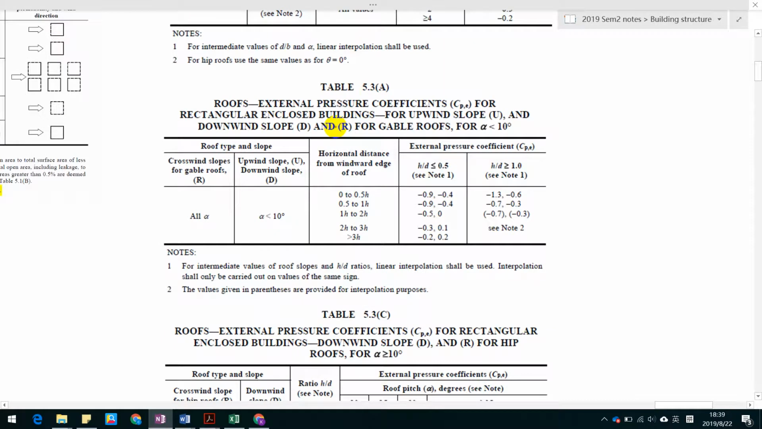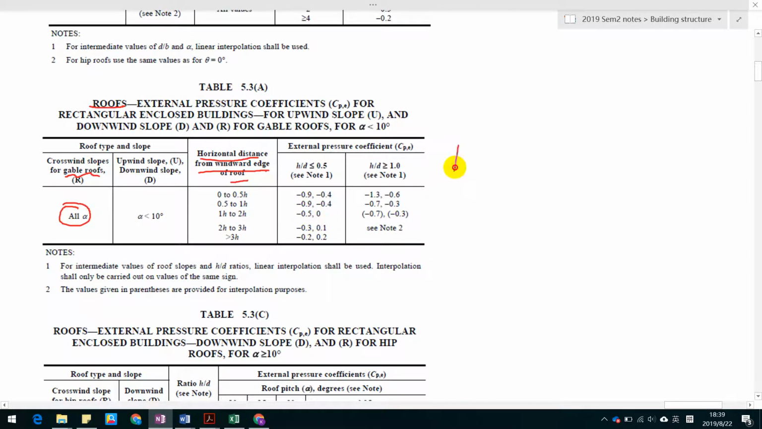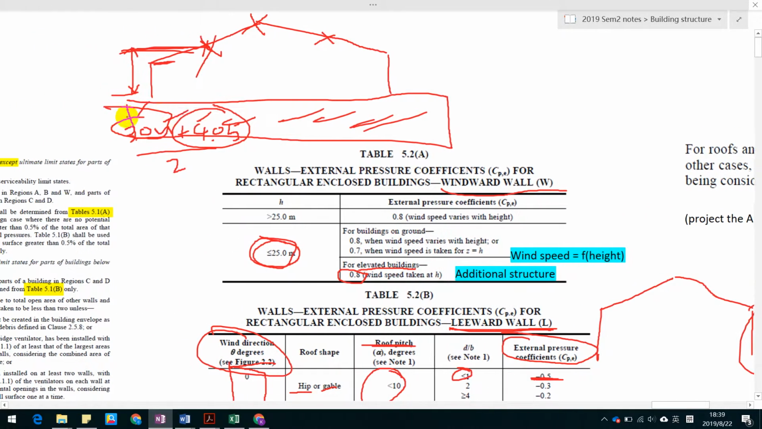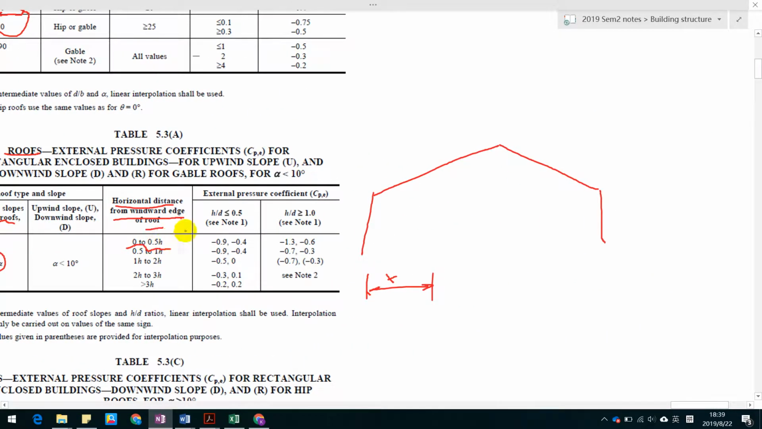Okay, we continue to the roofs. For the roofs, we have the cross-wind slabs for gable roofs, because we're dealing with gable roofs, so all alpha. And the horizontal distance from the wind edge of the roof, it actually means the portal frame is here. And we set a distance, for example, this is X, in a range of 0 to 0.5 height. The height was determined previously, as shown here. Therefore, we plug in the value of h here, so we calculate the x here.